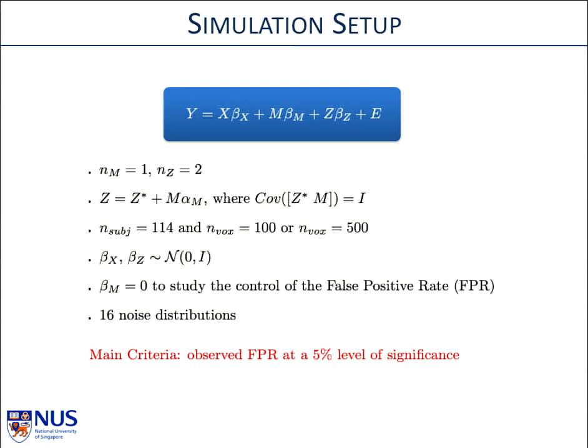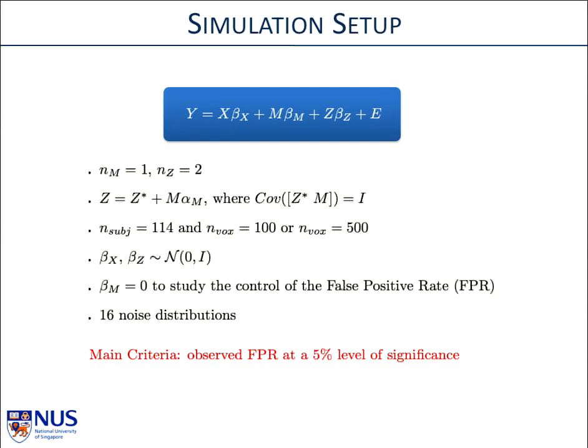People may ask me, why do you choose 114 subjects? That's tied to our real data, the number of subjects we have. And certainly, there are many, many different ways of generating residuals. We call it the noise distribution. So there are many different ways to do that, and we basically gave us 16 scenarios.